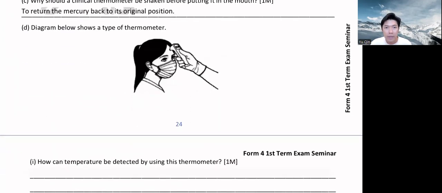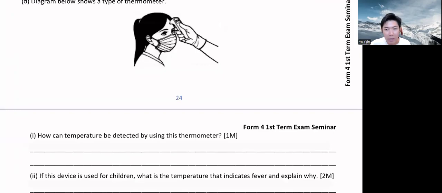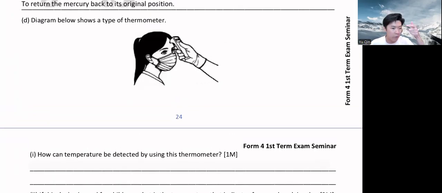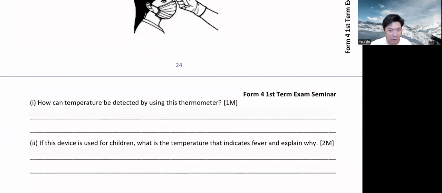Okay, the diagram below shows a type of thermometer. So obviously this is called the infrared. So how can temperature be detected? When infrared from the device goes to our forehead, it will reflect the infrared, the heat, back to the device. So then the device will pick up the signals. This one is not from your text or syllabus, but it's okay. The simple way of answering is the infrared is to detect the heat from the head. Then the device will show the result.